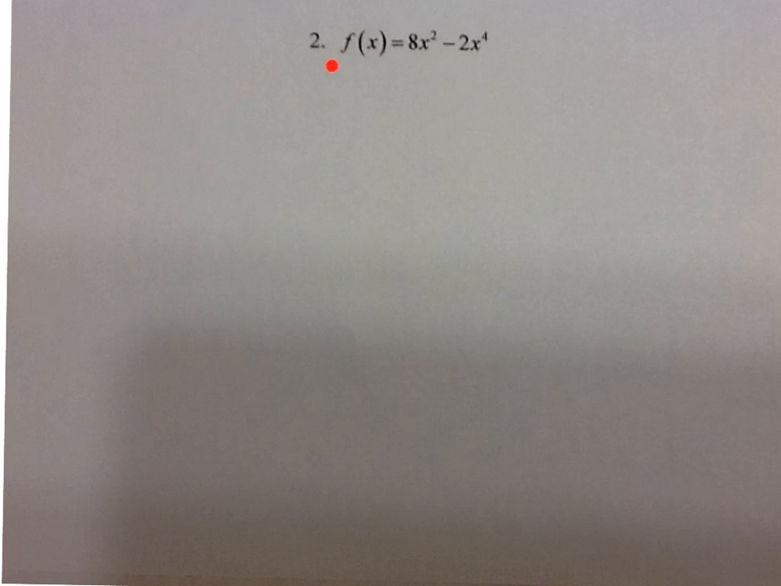Okay, so let's take a look at number 2. We have f of x is equal to 8x to the second minus 2x to the fourth. So the first thing I want to do is find my intercepts. All right, so right over here I'll do my x-intercepts. So remember, to find the x-intercept, your y is equal to 0. So remember, this is my y value. 0 is equal to 8x squared minus 2x to the fourth. All right, so what I'm actually going to do is factor, because I do see that I have a GCF here. So my GCF is 2x squared. So I have 2x squared times 4 minus x squared.